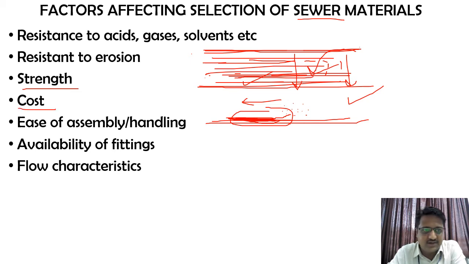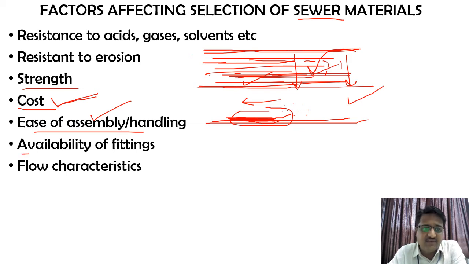Next is cost. For any project to be successful, it should be as economically feasible as possible. That's why a cost benefit analysis will be done, and based on that the economical one can be selected. Ease of assembly and handling. The easier it is, the easier it is for the workers to lay those pipes and even join one pipe to another.